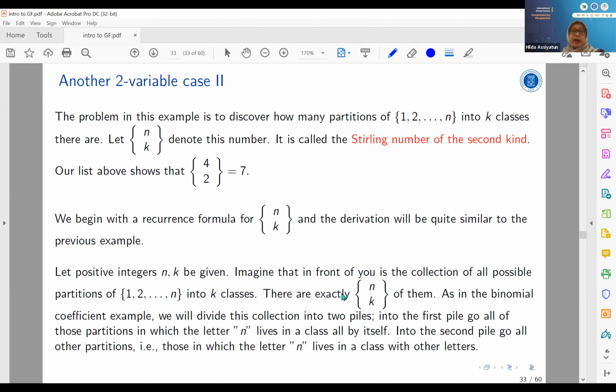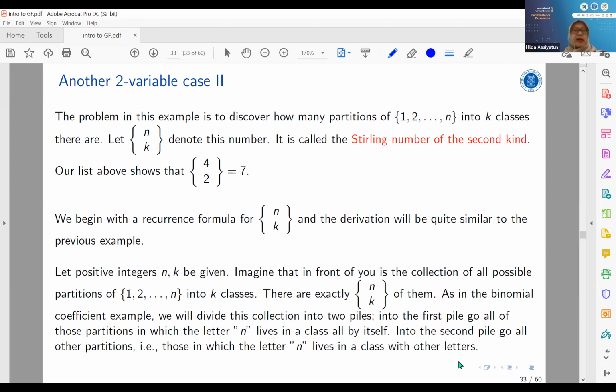Again, we will divide this collection into two piles. How do we distinguish between these two piles? Into the first one, we will collect all those partitions in which n lives in a class by itself, so it's a singleton. This is the first pile. And in the second pile, of course, the remaining ones, n lives with other numbers.